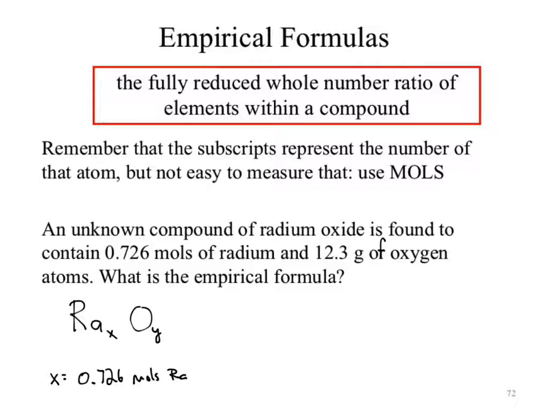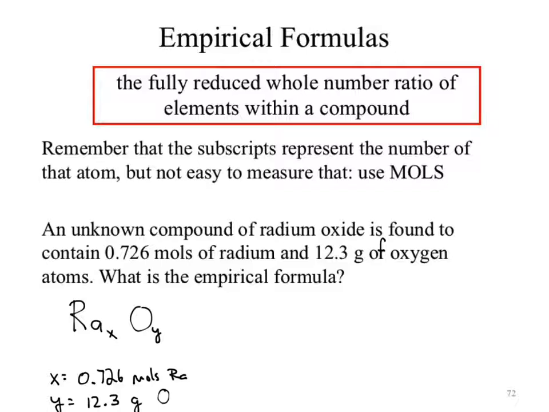The oxygen, I'm told, kind of running out of space here, but we'll throw it down here. 12.3 grams of oxygen atoms, so just O. Is grams of O the unit that belongs for Y? No. What do I want for Y? Moles, because that's what's in a chemical formula. So what do I have to do to that gram value? I need to turn it into moles.